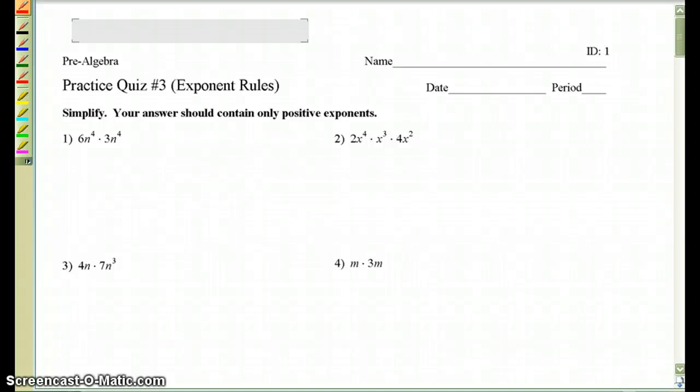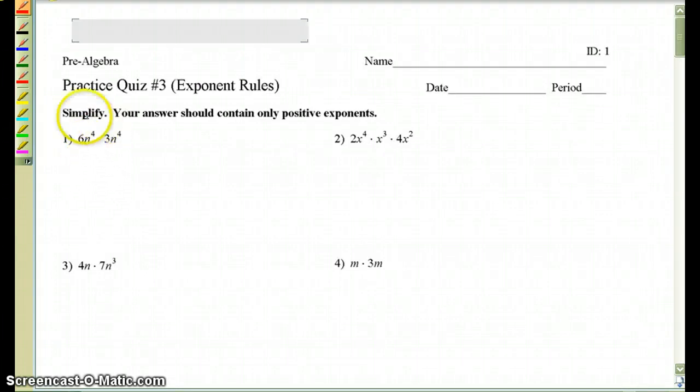Hi, this is Ms. Zhu, and we're working on the homework tonight, which is practice quiz number 3, all about exponent rules. And our quiz is tomorrow. It's going to have questions like this, including a question where you'll have to explain your answer with an explanation like we did today in the bell work.